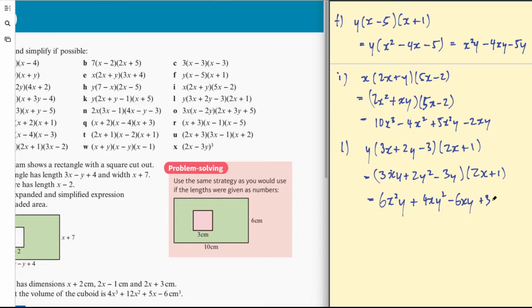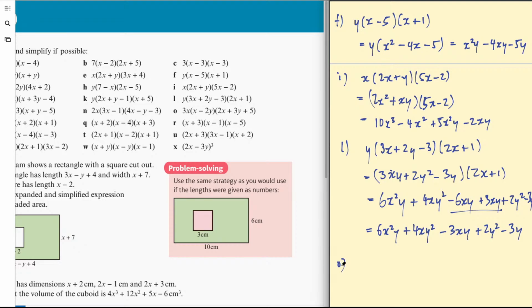So 3xy, 2y squared, and negative 3y. And can we simplify anything here? Yes, we can simplify these two terms. And that's it, I believe. So 6x squared y plus 4xy squared. Negative 6xy plus 3xy is negative 3xy plus 2y squared take 3y. Are there any like terms there? I don't see any, so that's my final answer there.